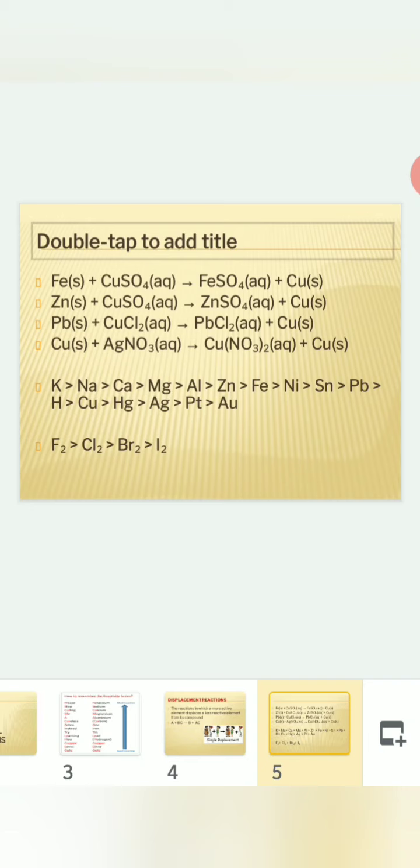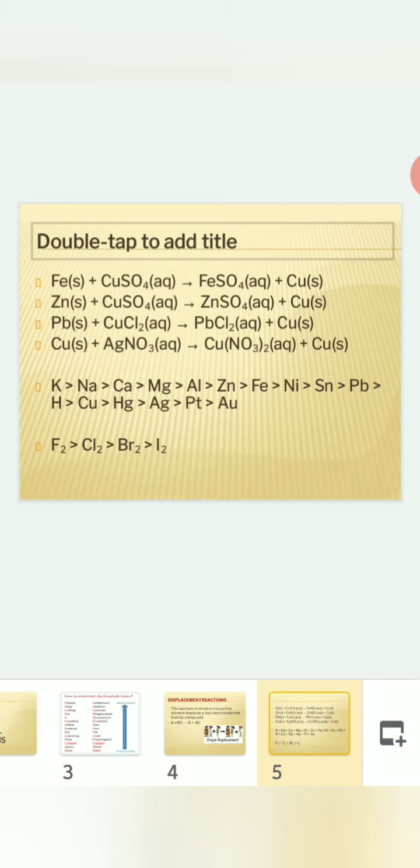Similarly, when zinc reacts with copper sulfate, you will get zinc sulfate plus copper, because zinc is more reactive than copper. Lead again will react with CuCl2, that means cupric chloride, and it will give you lead chloride plus copper. So over here again lead is more reactive than copper, that's why it can displace copper from its salt solution. Here you can see copper plus silver nitrate reacts to give you copper nitrate plus silver.